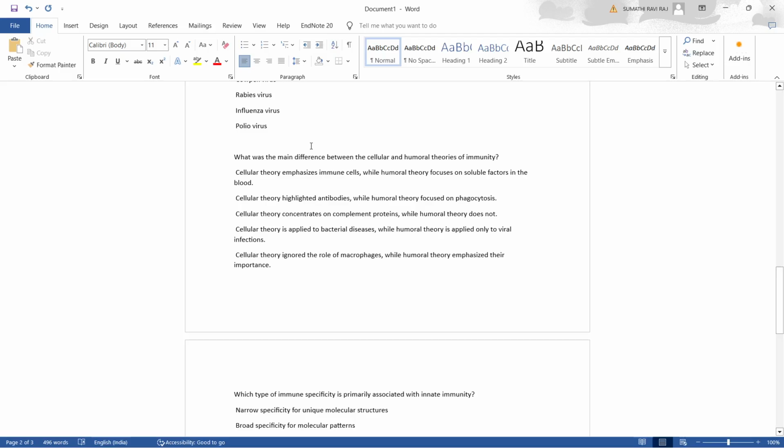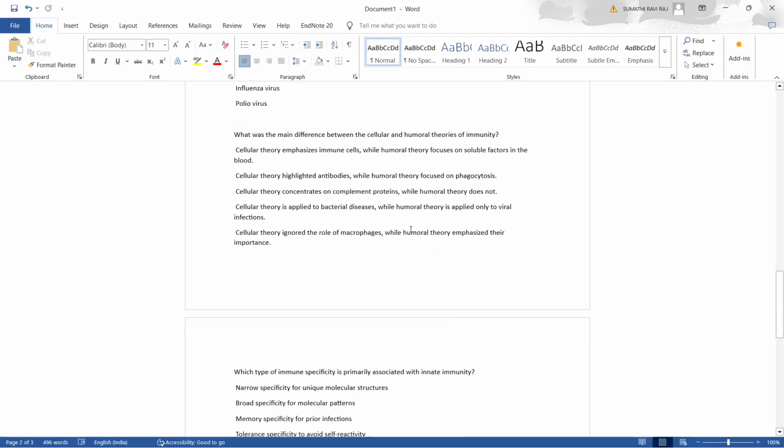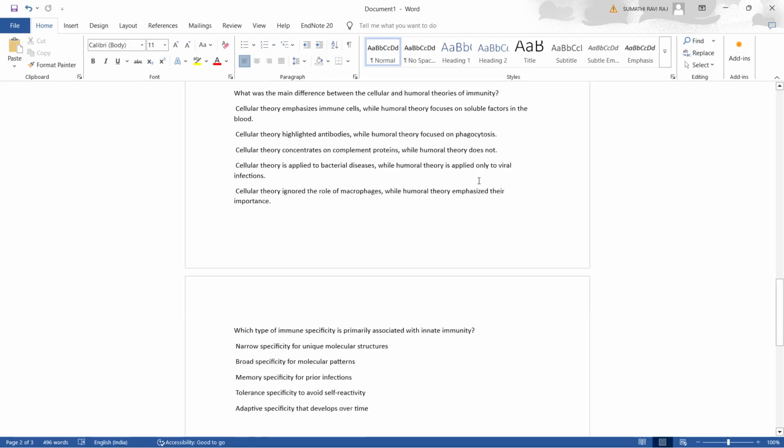Then, what was the main difference between the cellular and the humoral theories of immunity? We discussed the cellular and the humoral theories of immunity. So the cellular theory emphasizes immune cells, while humoral theory focuses on soluble factors in the blood. Cellular theory highlights antibodies, while humoral theory focuses on phagocytosis. Which one of these is correct? Cellular theory concentrates on complement proteins, while humoral theory does not. Cellular theory is applied to bacterial diseases, while humoral theory is applied only to viral infection, or cellular theory ignored the role of macrophages, while humoral theory emphasized their importance. So, which one of these options is correct regarding cellular and humoral theories of immunity?